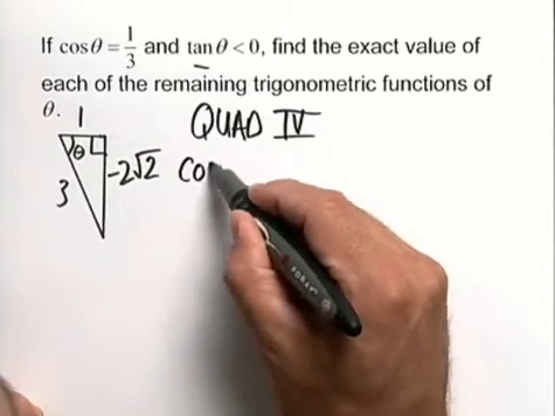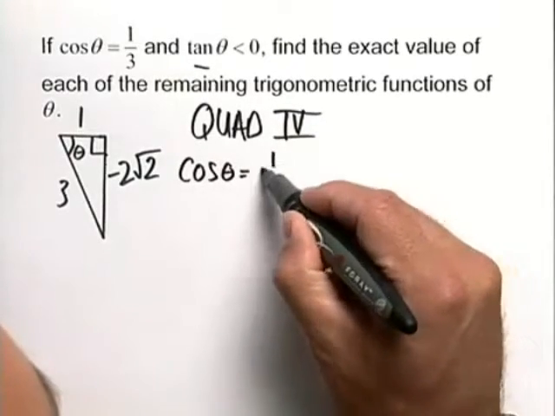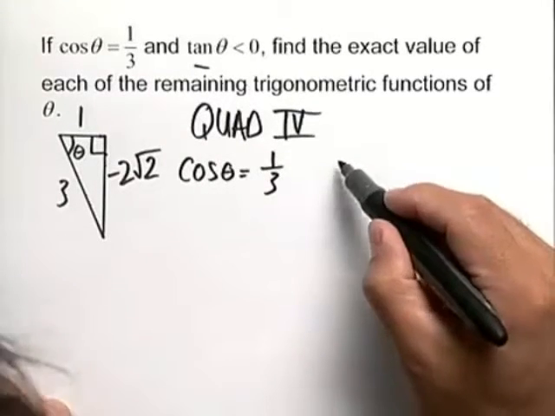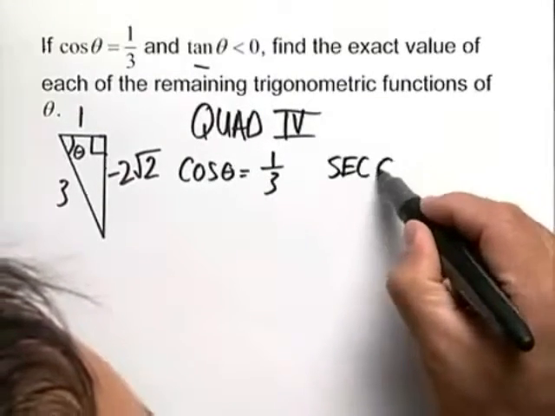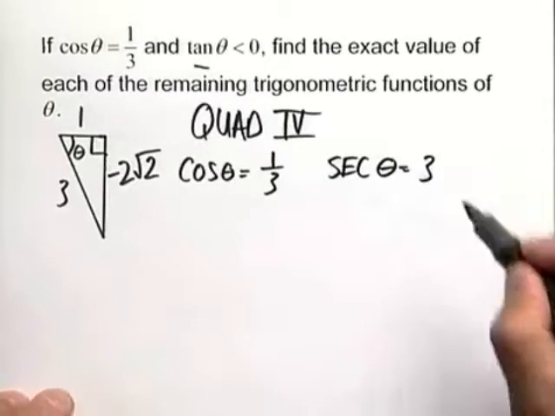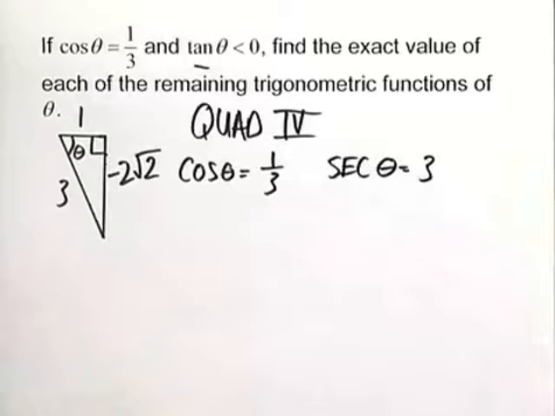We obviously know that the cosine of theta is equal to 1/3. We know the reciprocal relationship between the cosine and the secant. So the secant of theta will be the reciprocal of 1/3, which is 3/1, or simply 3. Now let's find the remaining 4 trig functions.